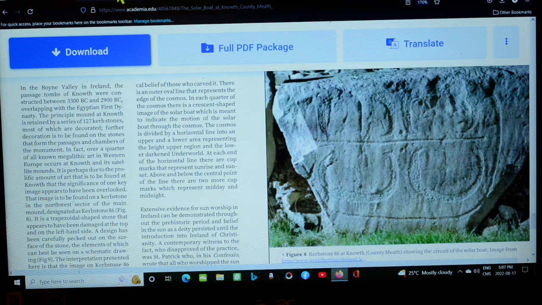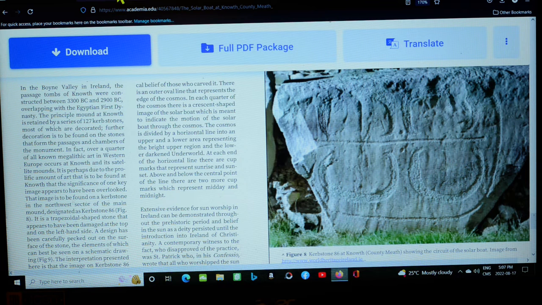And here we're looking at what Mr. Eamonn Kelly, former keeper of Irish antiquities specifically, at I believe the National Museum of Ireland, identifies as depictions of the solar boat. He does not mention solar eclipses. It's possible that he didn't make that connection.